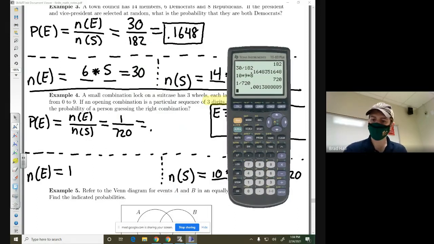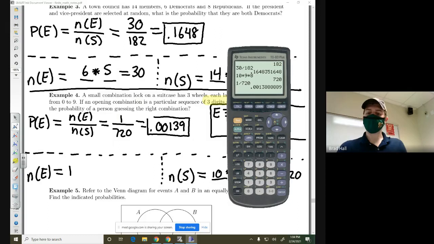So this is 0.00139. Again, it might ask you to round to a different amount of decimal places, or it might ask you to convert this to a percentage. I'll just represent the answer as a proportion rounded to 5 decimal places.